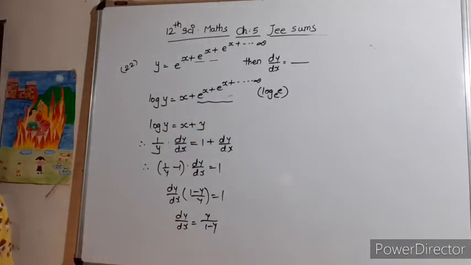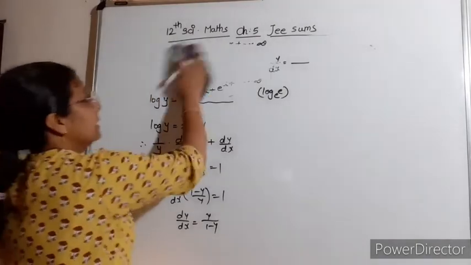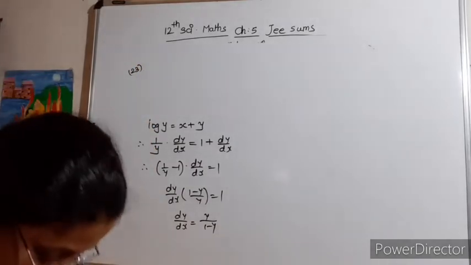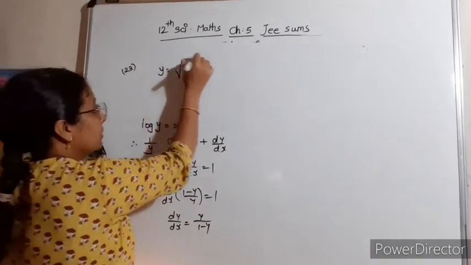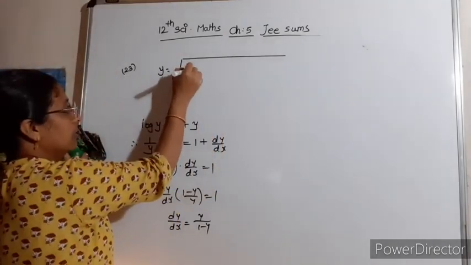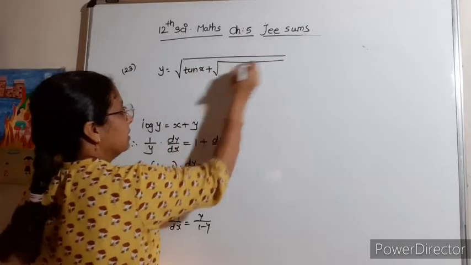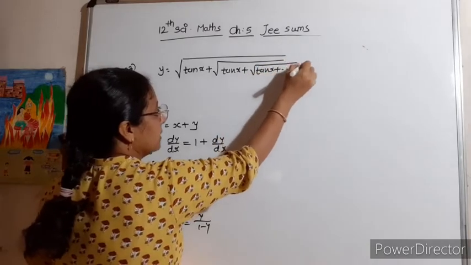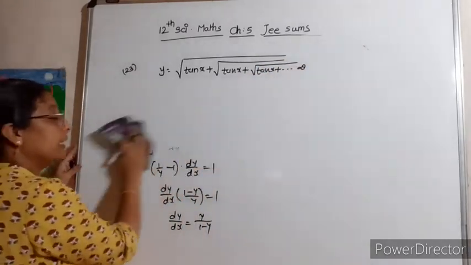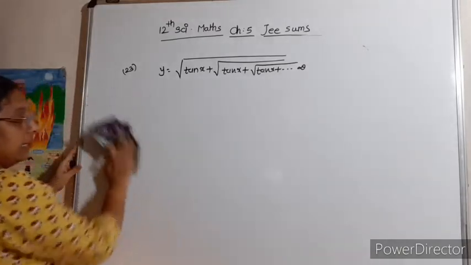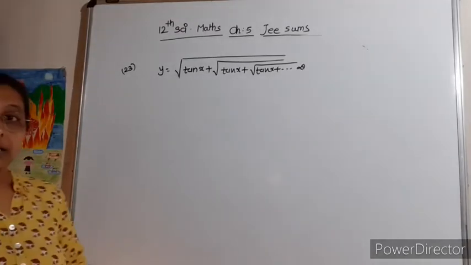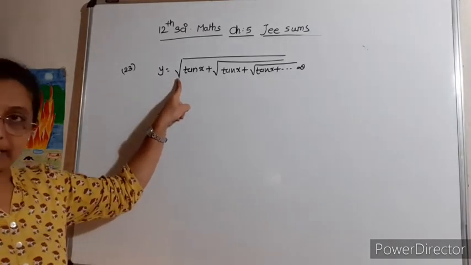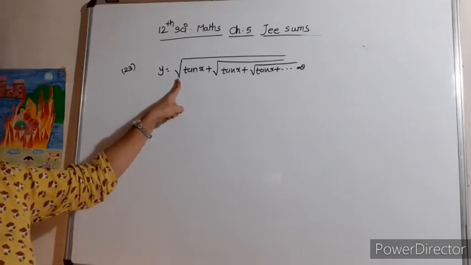The same way, one more sum we'll do by this method, that is question number 23. In question number 23, y is equal to square root of 10x plus square root of 10x plus square root of 10x plus and so on up to infinite. Earlier, when x was in the power, we used the exponent and took the logarithm. Now to remove the square root, we'll square on both the sides.